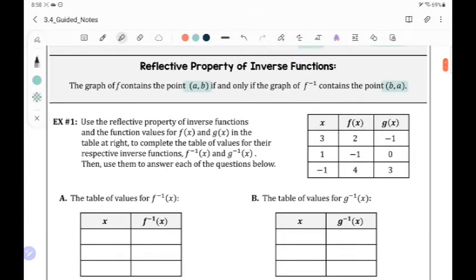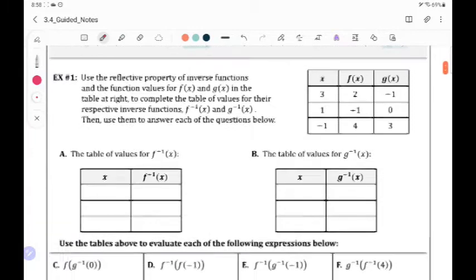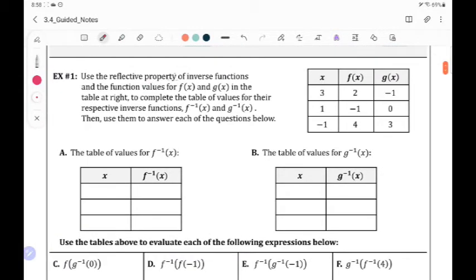So coming down here, this first thing we're going to do is going to seem really simple. Don't overthink it. Use the reflexive property of inverse functions and the function values for f of x and g of x in the table at right to complete the table of values for their respective inverse functions, f inverse of x and g inverse of x. Then use them to answer each of the questions below.